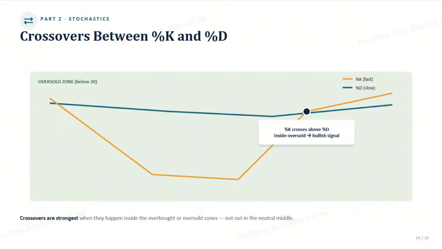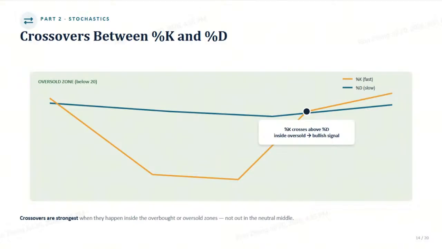When the faster %K line crosses above the slower %D line, that's traditionally read as a potential bullish signal, momentum may be turning upward. When %K crosses below %D, that's read as a potential bearish signal, momentum may be turning downward. This is very similar in spirit to moving average crossovers, if you've encountered those before.